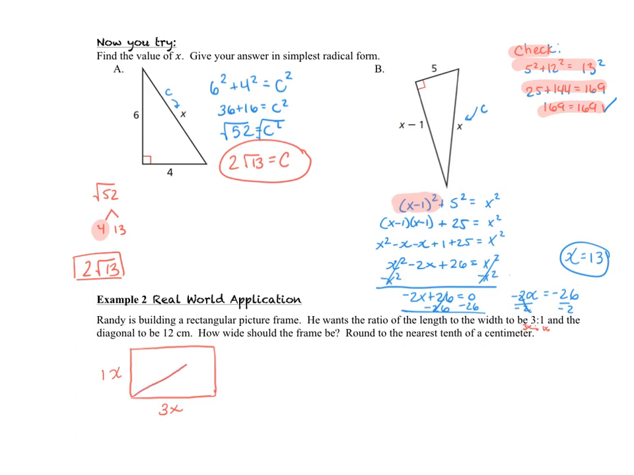And then the diagonal is 12 centimeters. How wide should the frame be? Round to the nearest tenth. So they're wondering what the 1x, the x, should be. We're going to round to the nearest tenth. Since it's a rectangle, we know there's a right angle right there. We're going to do a squared, because we could put that 1x right here. So x squared plus 3x squared, which needs to be in parentheses. A squared plus b squared equals c squared. So x squared plus, remember to distribute that power, so it's 3 squared, which is 9, x squared equals 144.